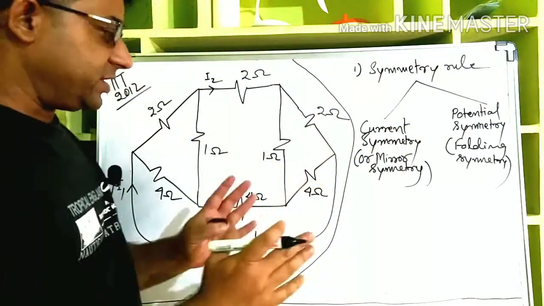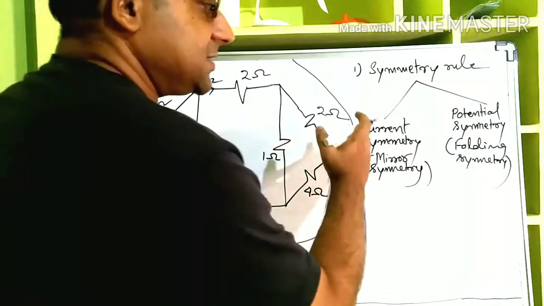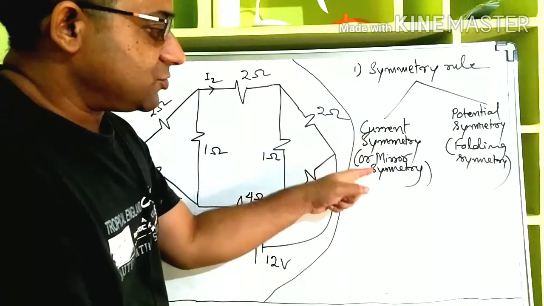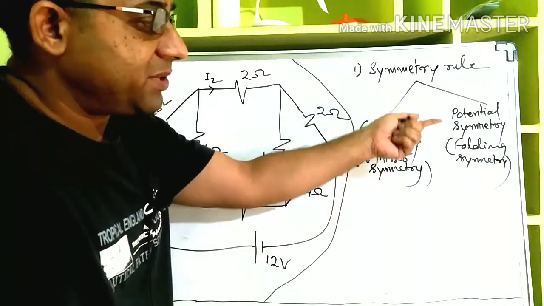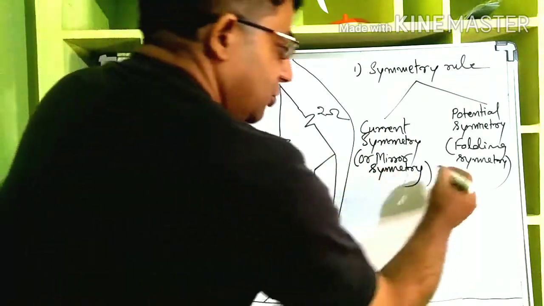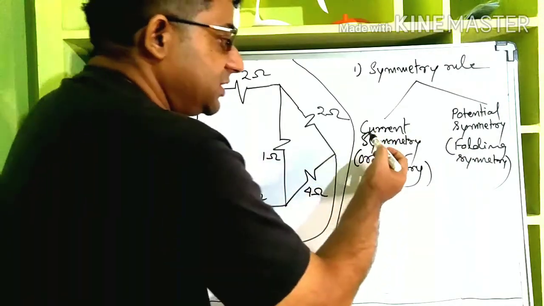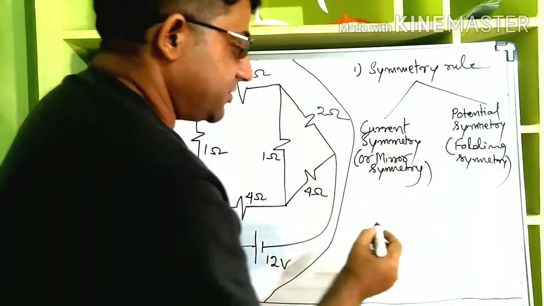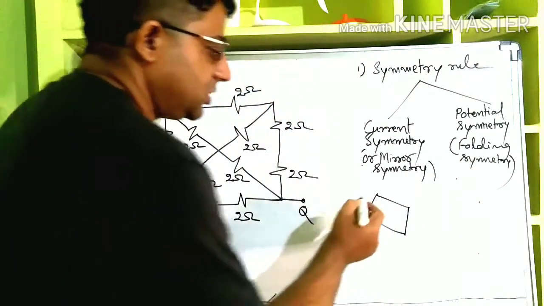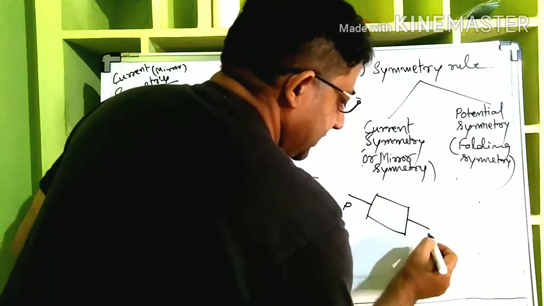We generally see two symmetries in an electrical network: current symmetry and potential symmetry. Current symmetry is sometimes also called mirror symmetry, and potential symmetry is also called folding symmetry. These words are used many times, but I prefer current symmetry and potential symmetry because with these names another trick is introduced.